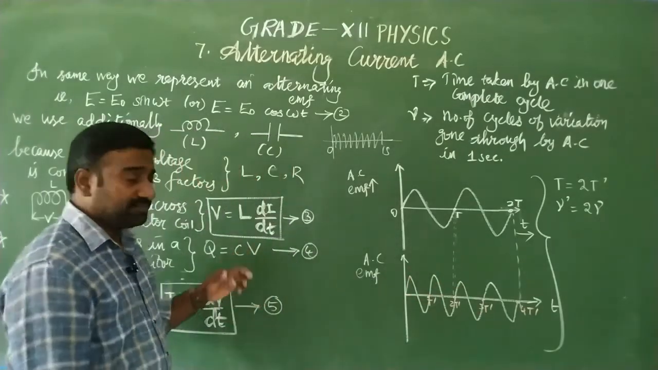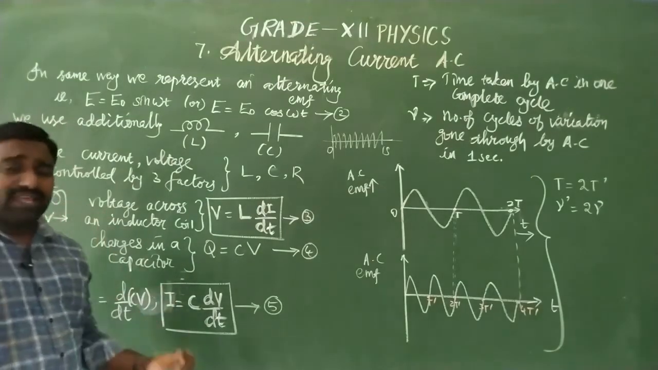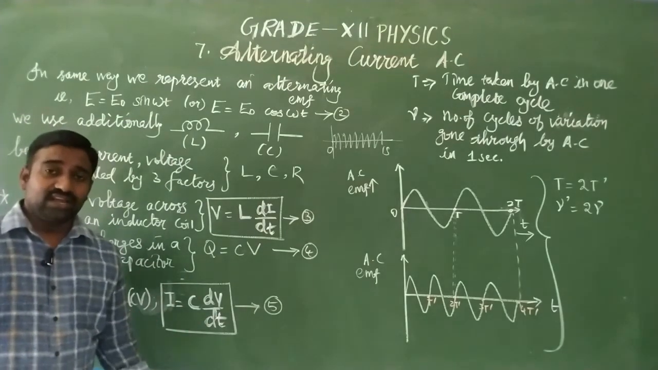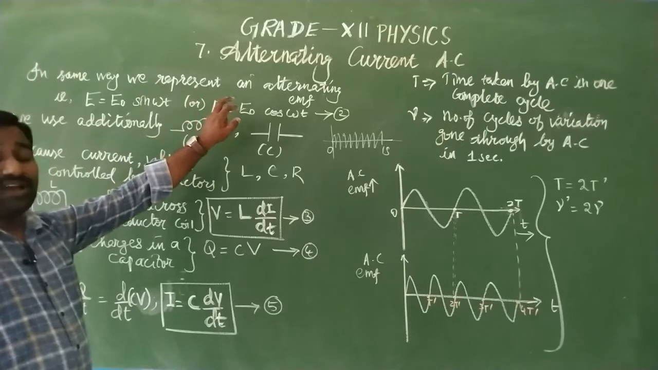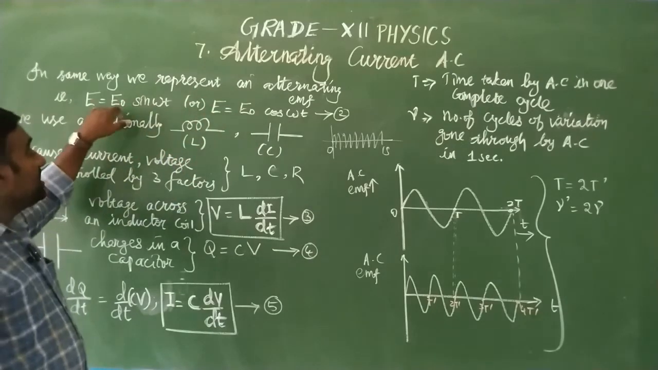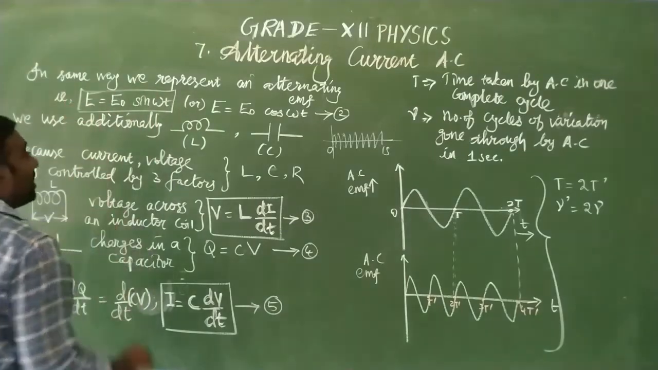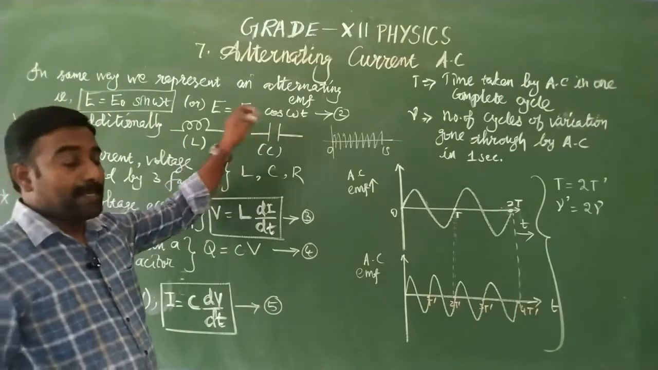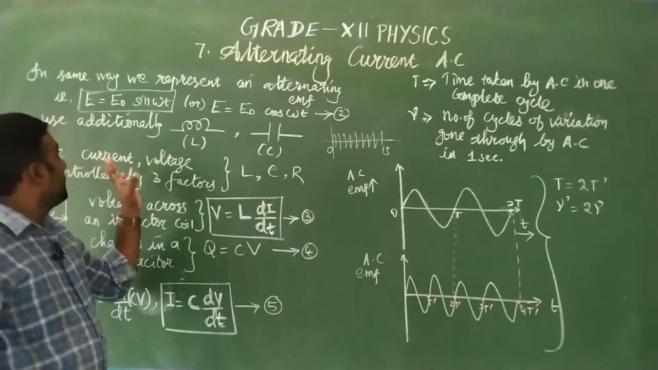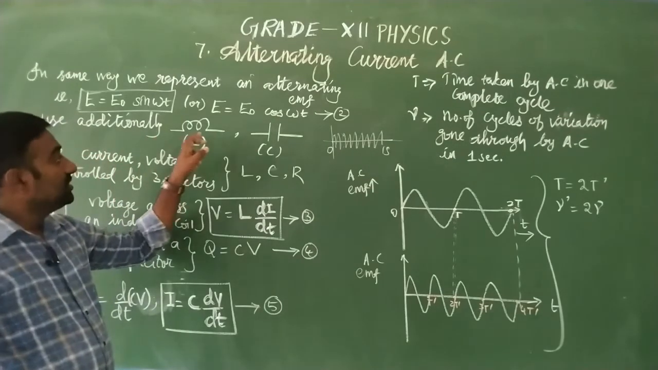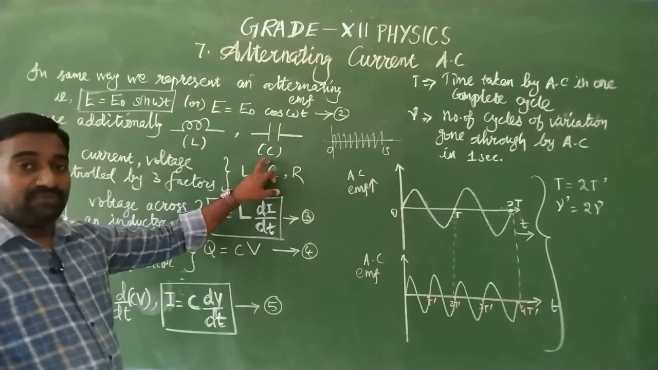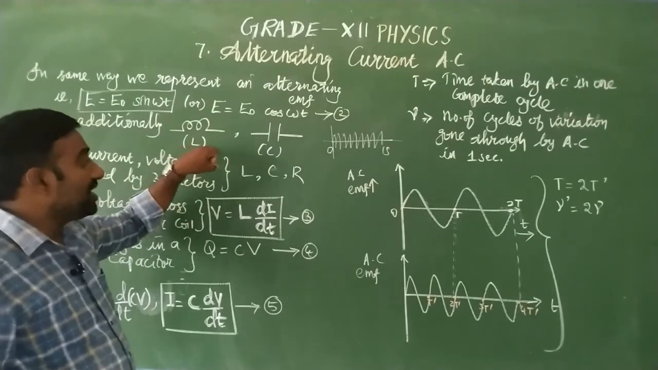Okay. After that, like representing the alternating current, we can also represent an alternating EMF. So an alternating EMF is denoted by the formula E is equal to E naught sin omega t, or E is equal to E naught cos omega t. And then we additionally use in a circuit an inductor coil and capacitance. Apart from the resistor, we also use an inductor coil and a capacitor.